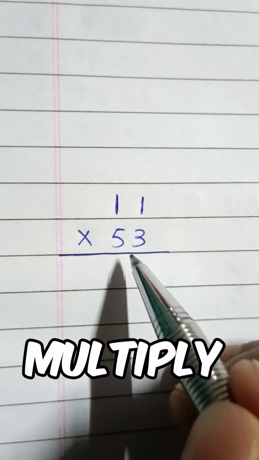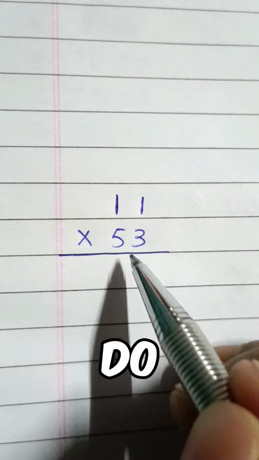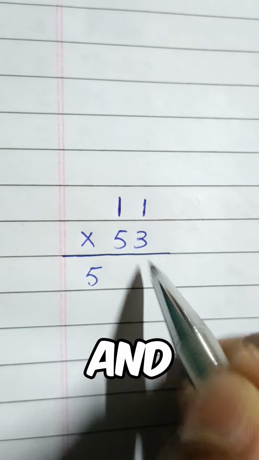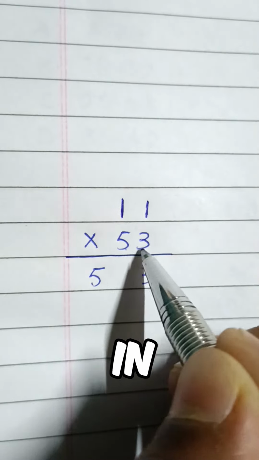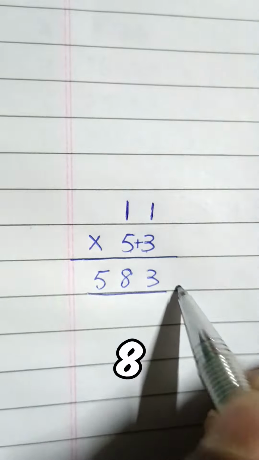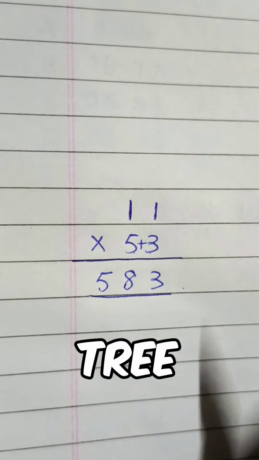Say we wanted to multiply 11 by 53. All we have to do is split this 53 apart. We'll put the 5 here and the 3 here. The number that goes in between them is the 5 plus the 3. So it's 8, and 11 times 53 is indeed 583.